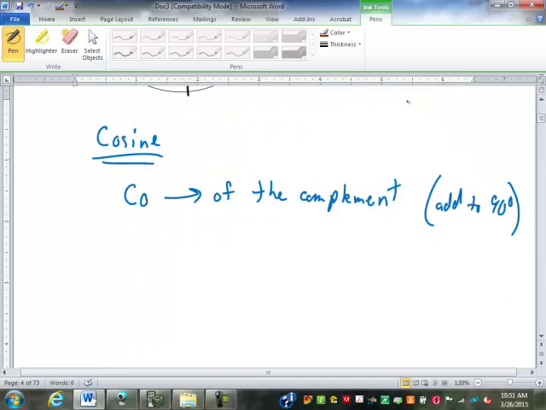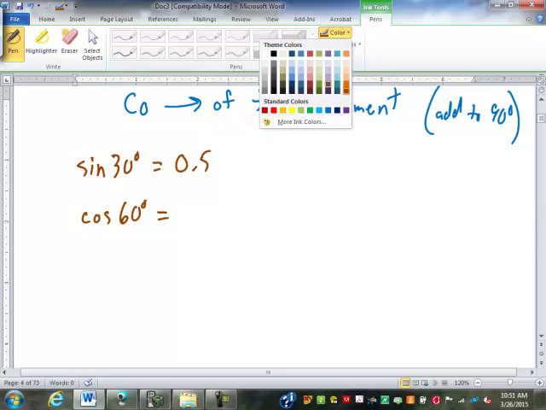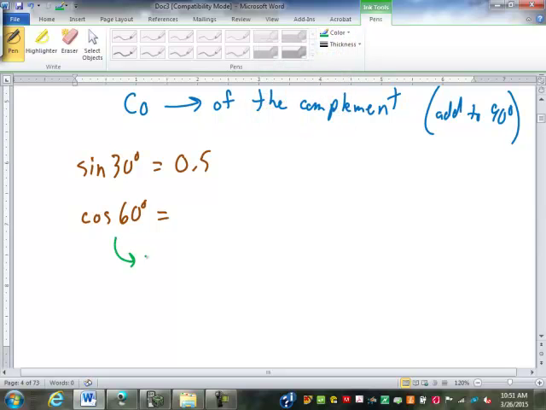So what this means, for example, is that the sine, abbreviated S-I-N, of 30 degrees is 0.5. If I tell you that cosine, abbreviated COS, of 60 degrees must be, if the sine of 30 is 0.5, the cosine of 60, remember, it's asking me the sine of the complement. What is the complement of 60? 30 degrees. The cosine of 60 has to equal the sine of 30. 0.5.